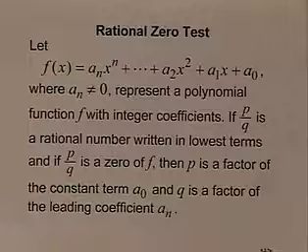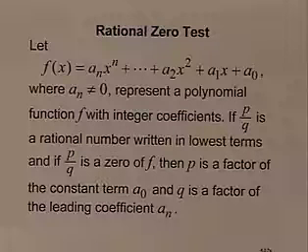Let f of x equal a sub n x to the nth plus ... plus a sub 2 x squared plus a sub 1 x plus a sub 0, where a sub n, different from 0, represents a polynomial function f with integer coefficients. If p over q is a rational number written in lowest terms, and if p over q is a 0 of f, then p is a factor of the constant term a sub 0, and q is a factor of the leading coefficient a sub n.